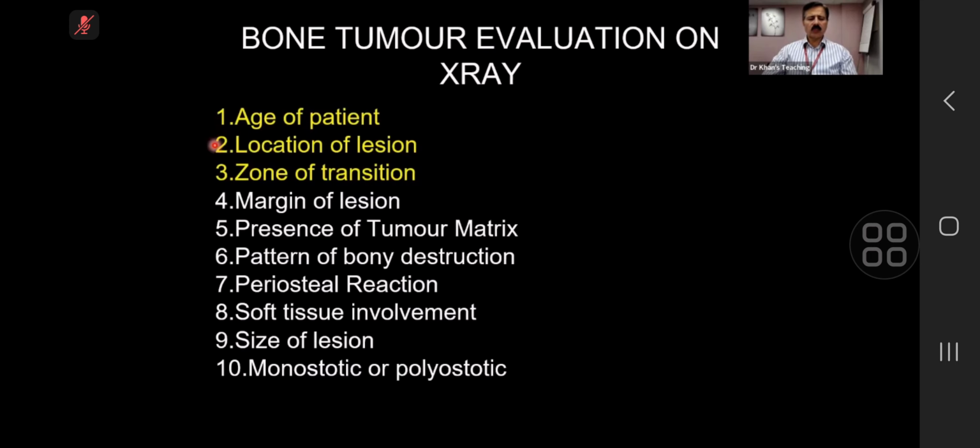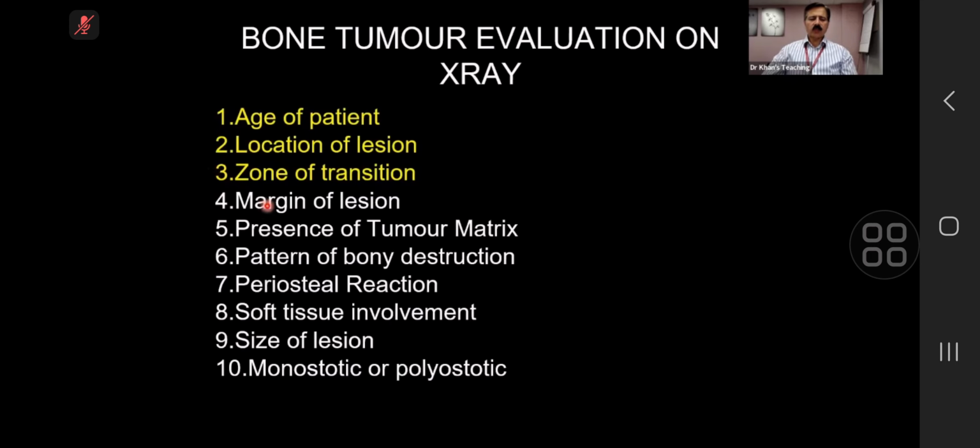Location of the lesion is one of the key things, and we are going to spend some time on it and come back to this point. Zone of transition is a critical thing. In your exam, this word should be in your vocabulary. You have to tell the examiner, is it a narrow zone of transition or a wide zone of transition? If you go into a wrong world, your differential will completely change. So the point is that these 3, the ones in yellow, are extremely important.